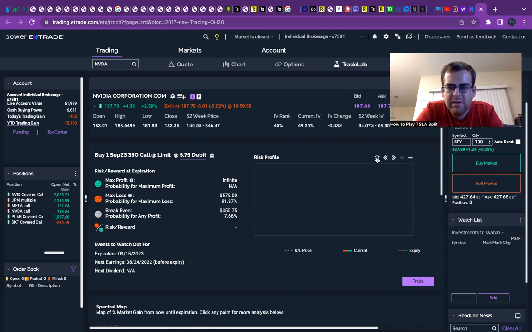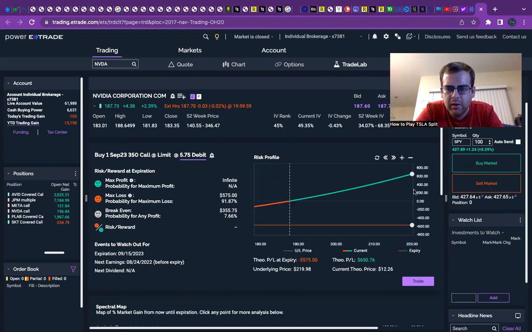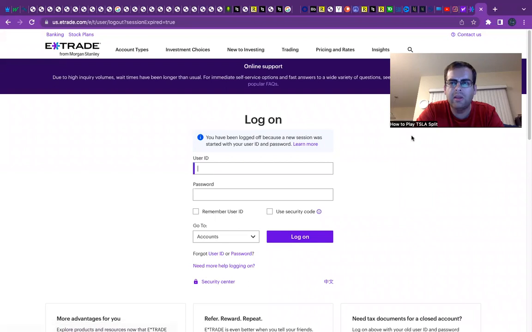Why is this not? I get frustrated when stuff doesn't work. See, because this is showing maximum profit of 650 if it gets to 220, which is only $40 from where it is. I mean, that's crap. Why would anyone do that? You might as well just buy the stock. Oh, it kicked me out. Oh, that's because I just signed in on my phone. Duh.